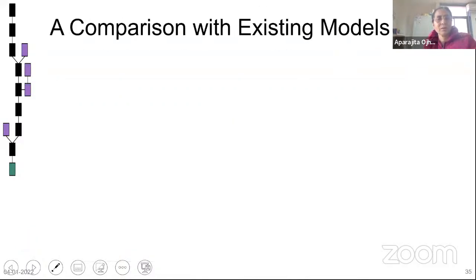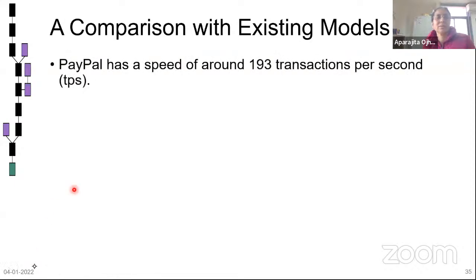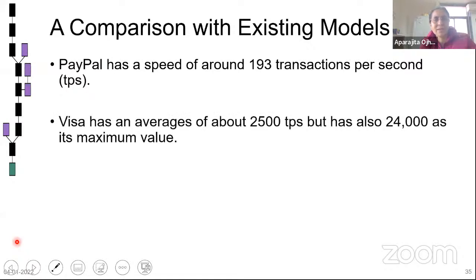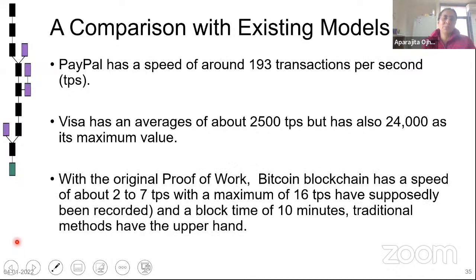So if I look at the existing models, which are more central, PayPal has a speed of around 193 transactions per second, my dear participants. Visa has an average of about 2,500 transactions per second, but has also recorded 24,000 as its maximum value. With the original proof of work, Bitcoin blockchain has a speed of 2 to 7 transactions per second, with a maximum of 16 transactions per second, and a block time of 10 minutes, which is a huge delay.